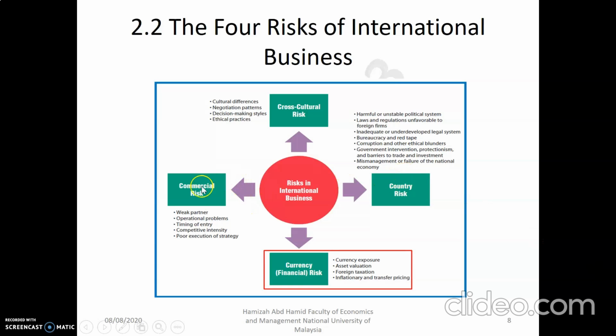In the topic of emerging markets, we discussed commercial risk, in terms of weak partners, operational problems, and so on. But today, we will cover the final risk in international business, which is currency risk. The risk in currency will cover currency exposure, asset valuation, foreign taxation, and also transfer pricing.